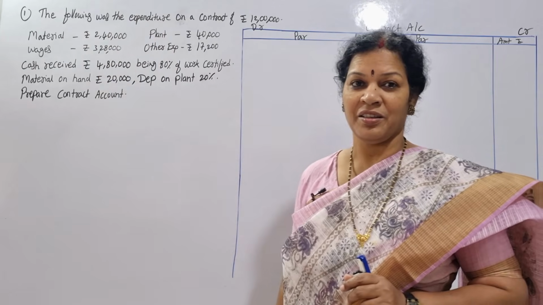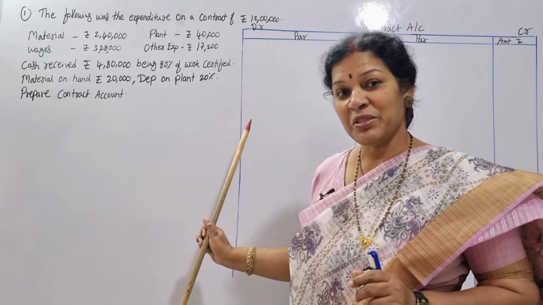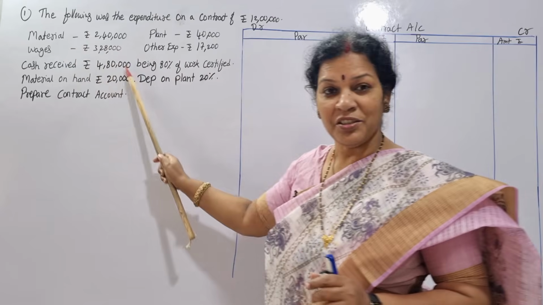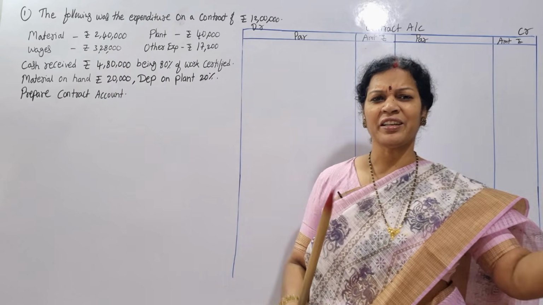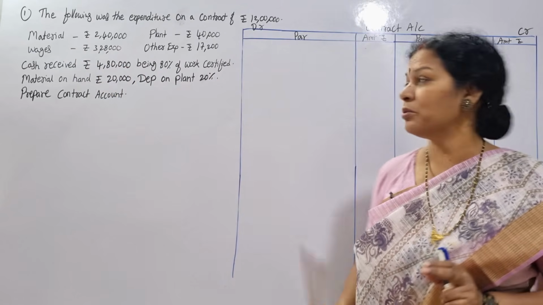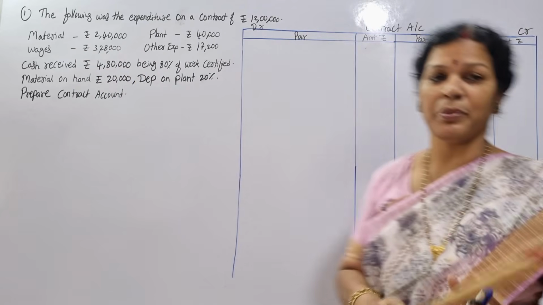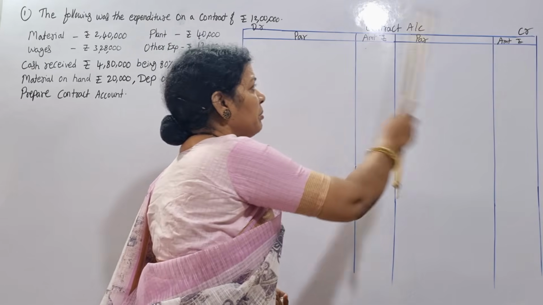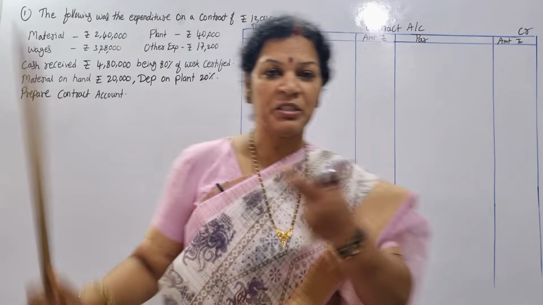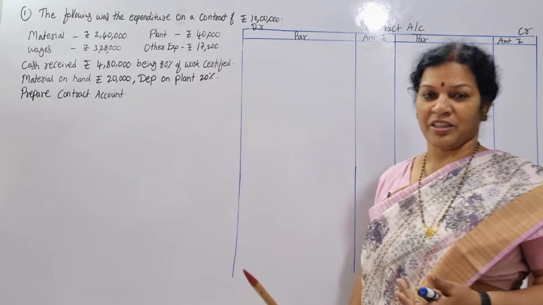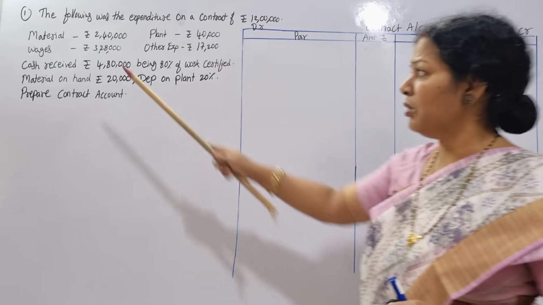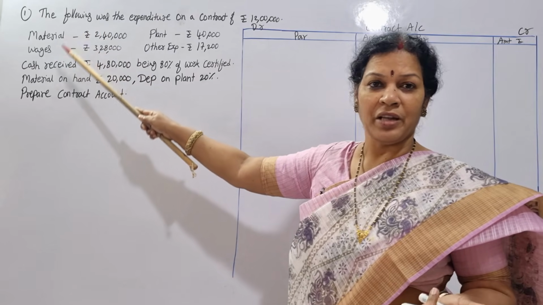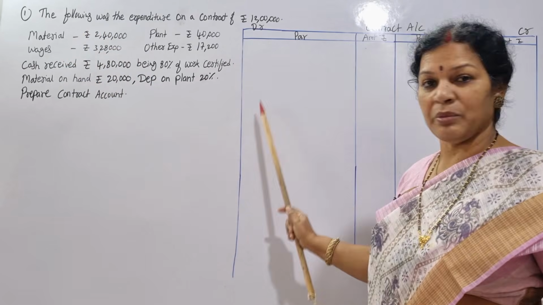And what is given to us? Material. In the contract account, which side does it come? Debit side. Wages also debit side. All the direct expenses are on the debit side, as I told you. What is the format? A simple account: particulars, amount, debit, credit. On the debit side, you write all the direct expenses. You remember the formula. So material and wages, both are direct expenses, so we'll write them on the debit side.